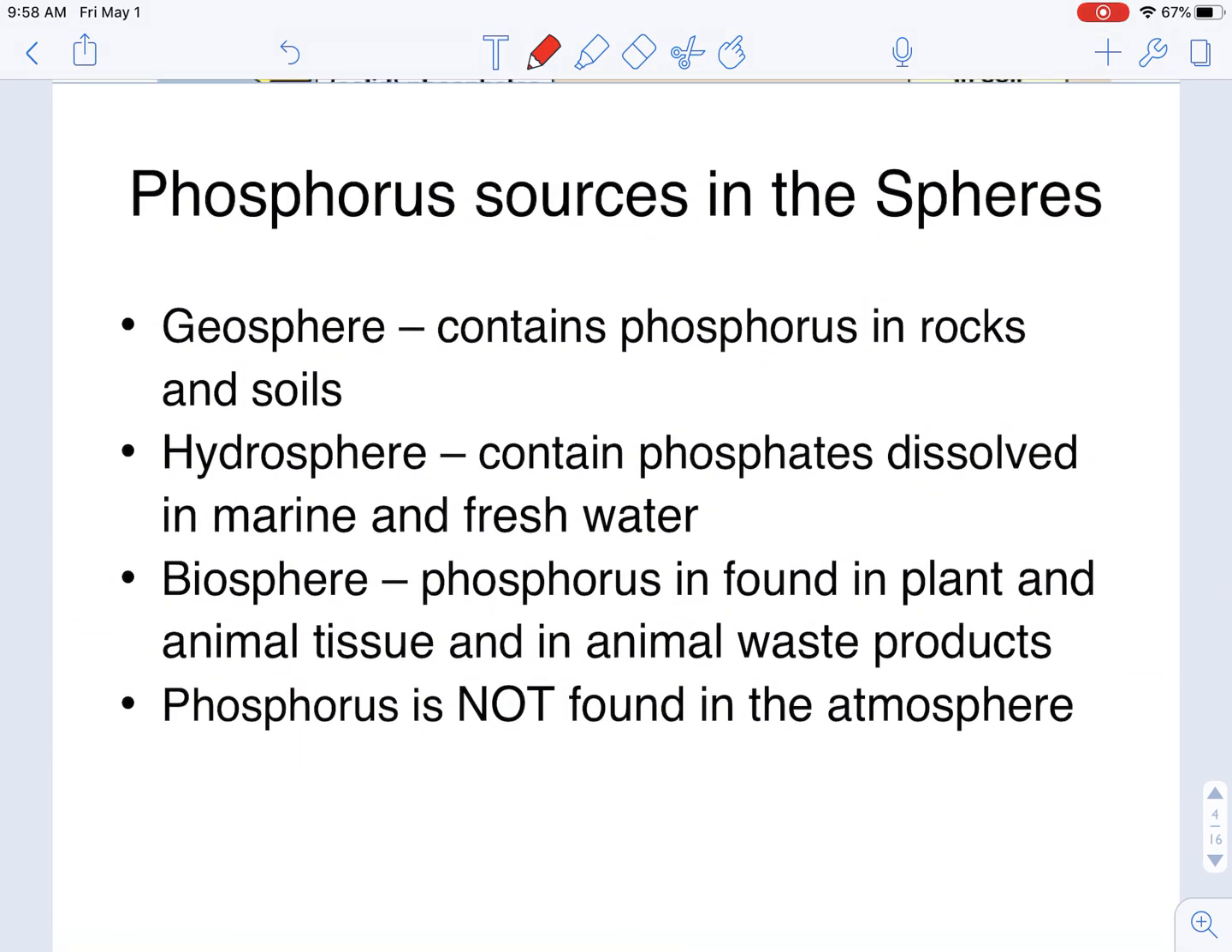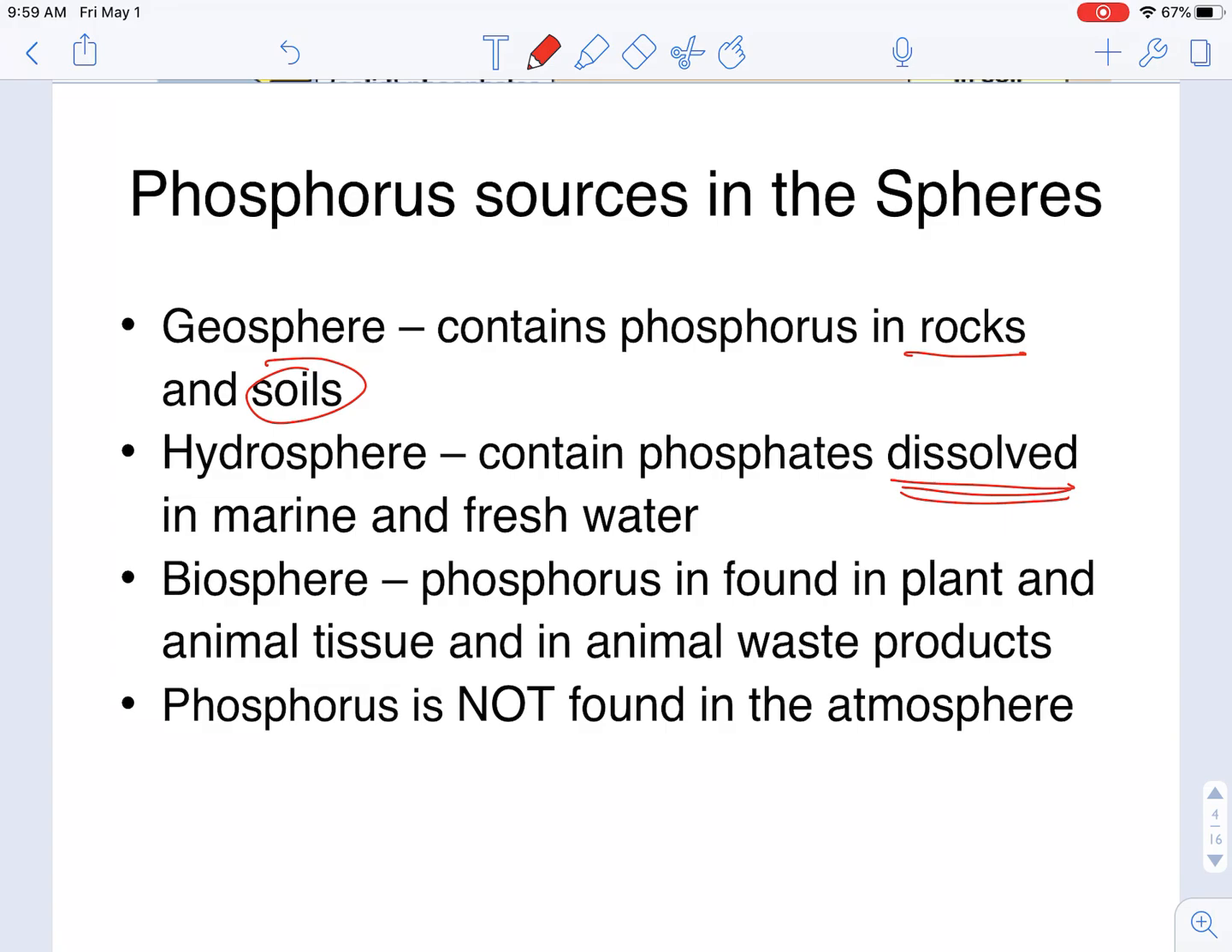All right, so here we go. The geosphere, lots and lots of phosphorus in rocks. It's one of the key building blocks for minerals, and we all know that minerals are the building blocks of rock. That rock then can be weathered and eroded to form soils, so you'll eventually have phosphorus in those soils as well. As we saw from the last slide, the hydrosphere contains phosphate in the dissolved form.